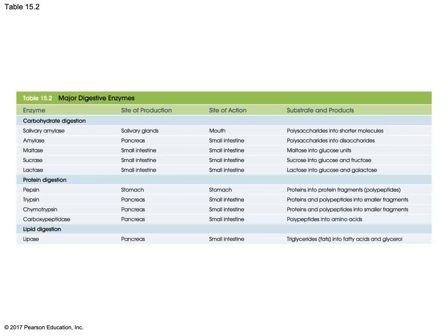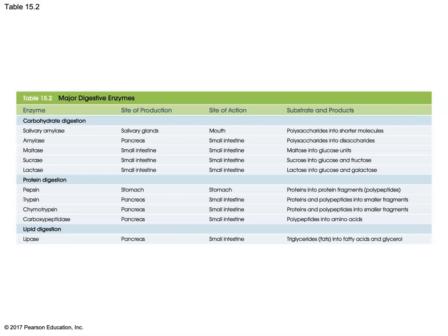All right, this table is pretty interesting. This table is a table of the major digestive enzymes and what they're going to be responsible for breaking down. Spend a little bit of time looking here.